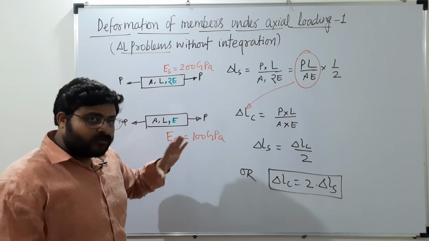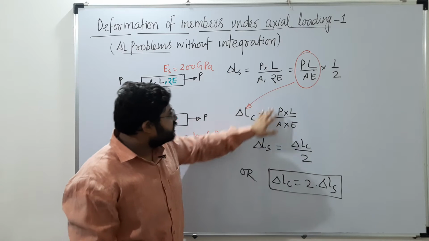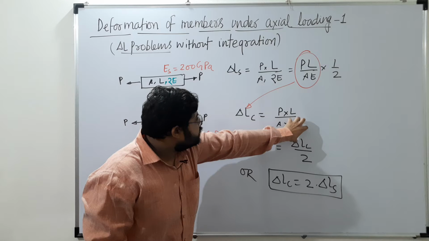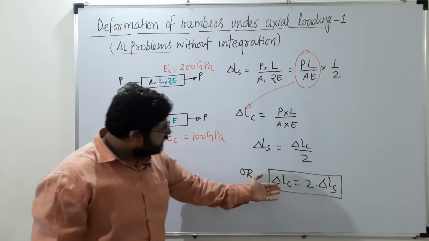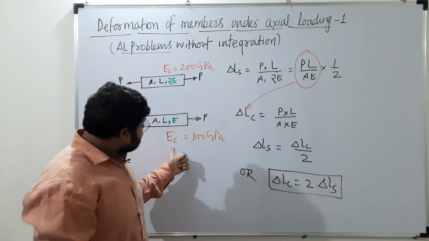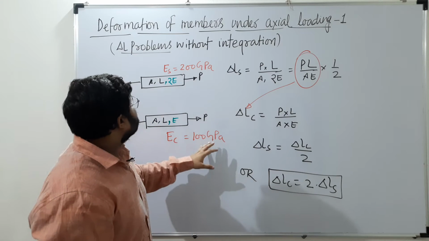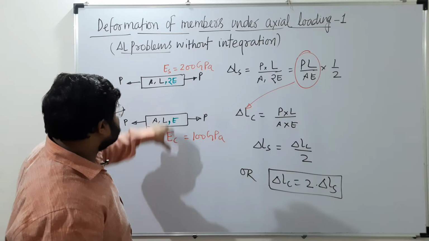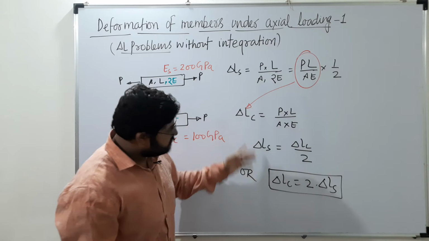So we can conclude one more thing. In this expression PL upon AE, if the modulus of elasticity is more, that means this term will be less. So that is what we are seeing, and it is actually the double. So delta L in cast iron will be double the value of delta L in steel. So if this all is correct, I am not missing anything because A, L, P are same, only E values are different. So we can conclude this easily.